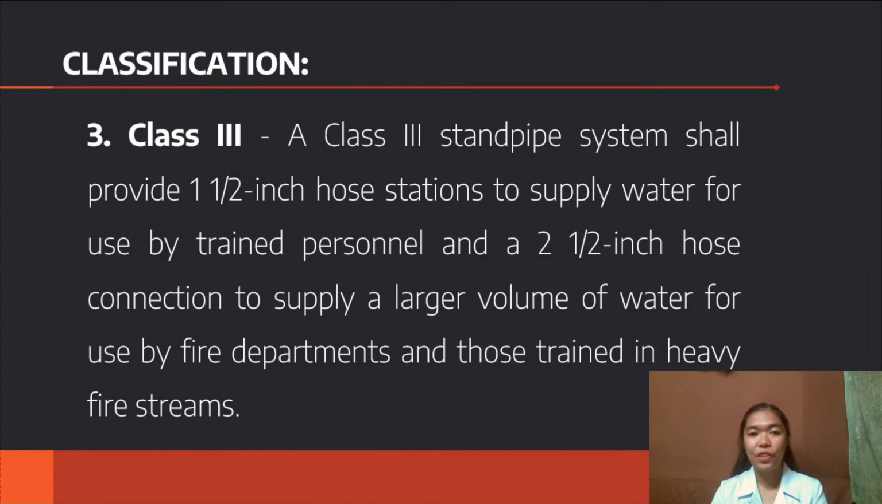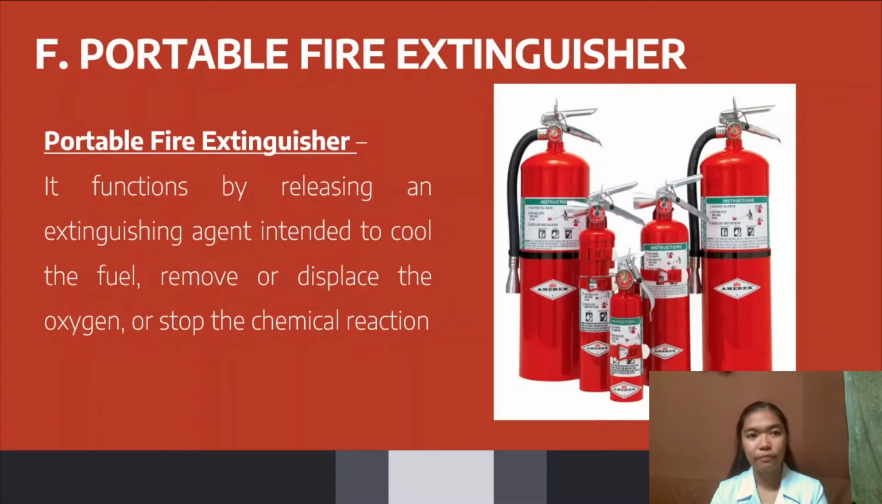Third, Class 3. A Class 3 standpipe system shall provide 1.5-inch hose stations to supply water for use by trained personnel and a 2.5-inch hose connection to supply a larger volume of water for use by fire departments and those trained in heavy fire streams. Portable fire extinguisher. A portable fire extinguisher functions by releasing an extinguishing agent intended to cool the fuel, remove or displace the oxygen, or stop the chemical reaction.